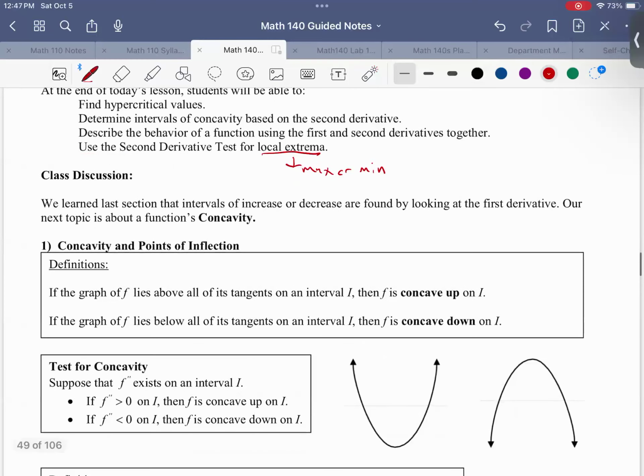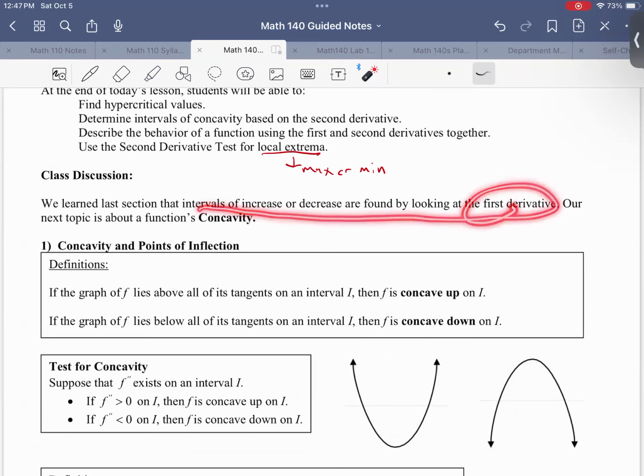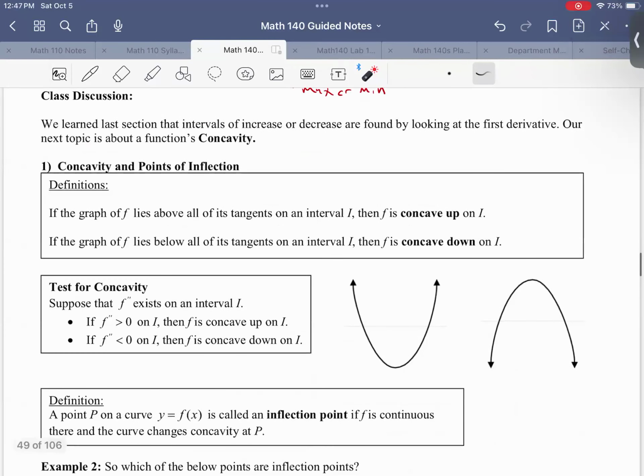Okay, so in the last section, in 3.1, we learned that the intervals of increase and decrease are found by looking at the first derivative. Our next topic is about the function's concavity, which is about the second derivative. So, concavity and points of inflection. Here's a definition box: if the graph of f lies above all of its tangents on an interval I, then f is concave up on the interval I.